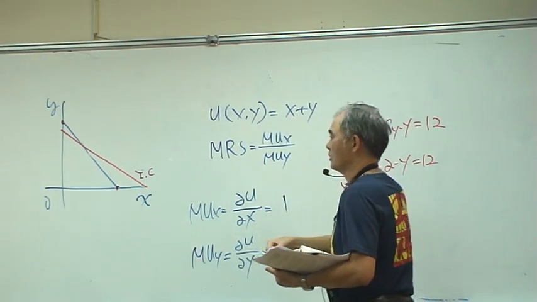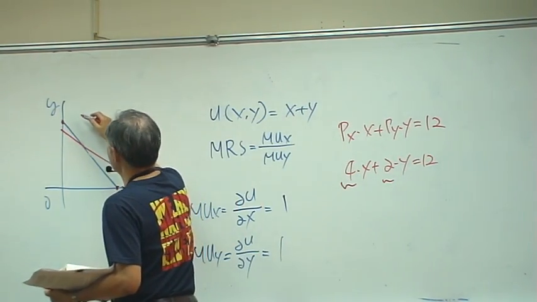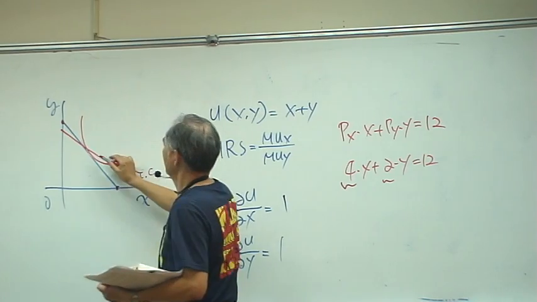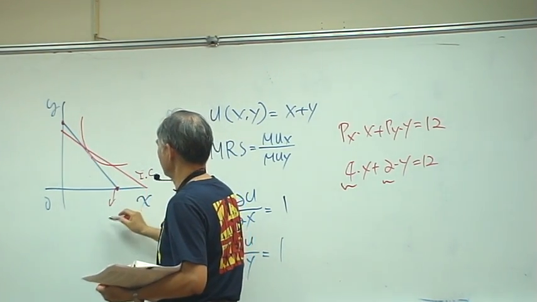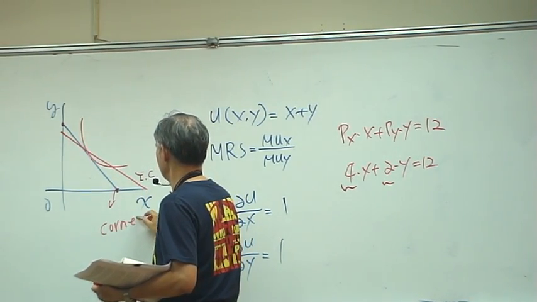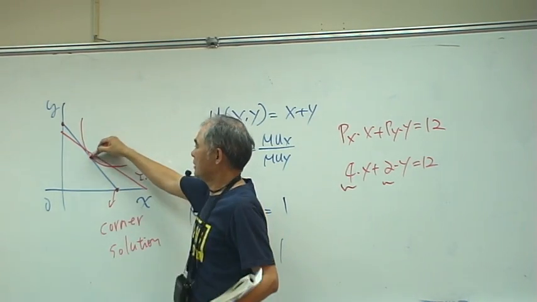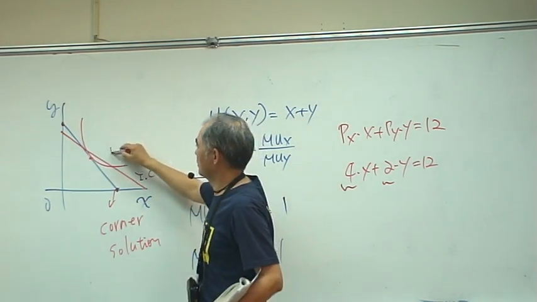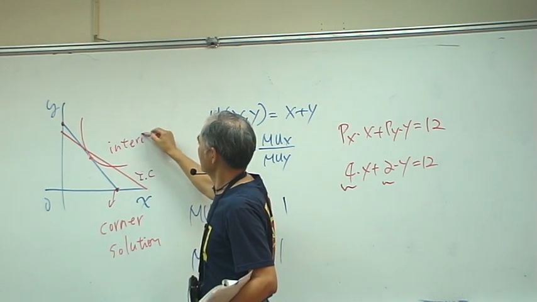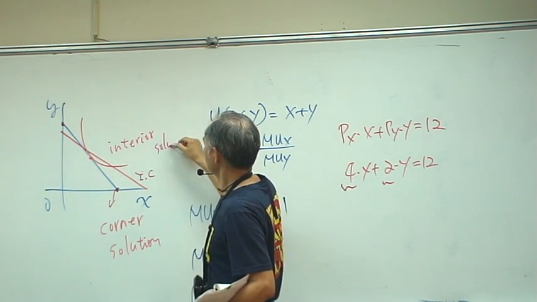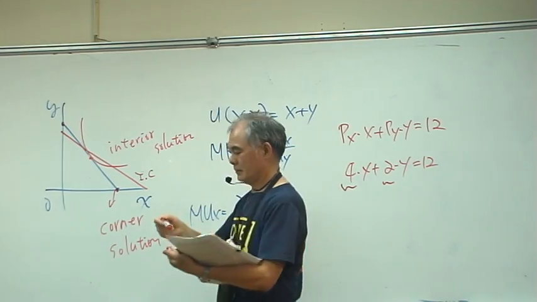And if the indifference curve looks like this, that kind of solution is called an interior solution. Interior solution. Okay?